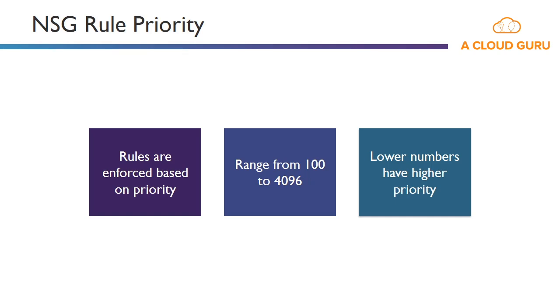As you can see there, they have a range from 100 to 4,096, and the lower numbers have the highest priority. So if you've got a rule that's 100, that's going to be a higher priority than a rule that's lower down the spectrum, closer to the 4,096. So hopefully that gives you an idea there.